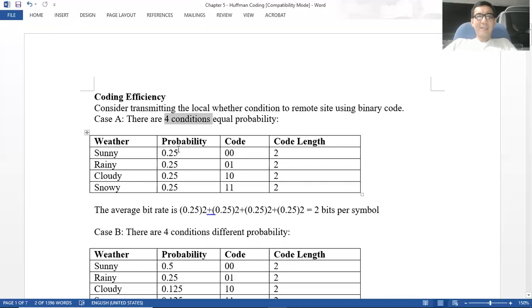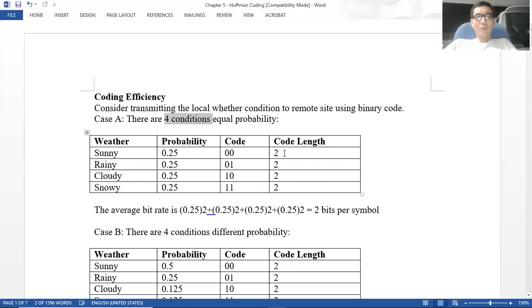In these particular locations, the four weather conditions occur with equal probability, meaning that in one year, the chance of having a sunny day is 0.25, or a quarter. The other quarter is rainy, the other quarter is cloudy, and the other quarter snowy. Suppose we try to design a code for it. We know that there are four conditions, so intuitively we assign 2 bits, because 2 to the power of 2 is 4. So we can have 4 unique codes to represent each of the 4 weather conditions.